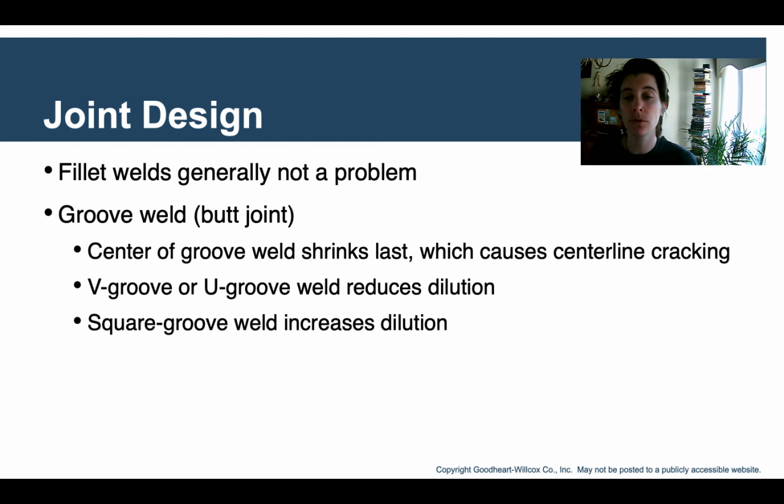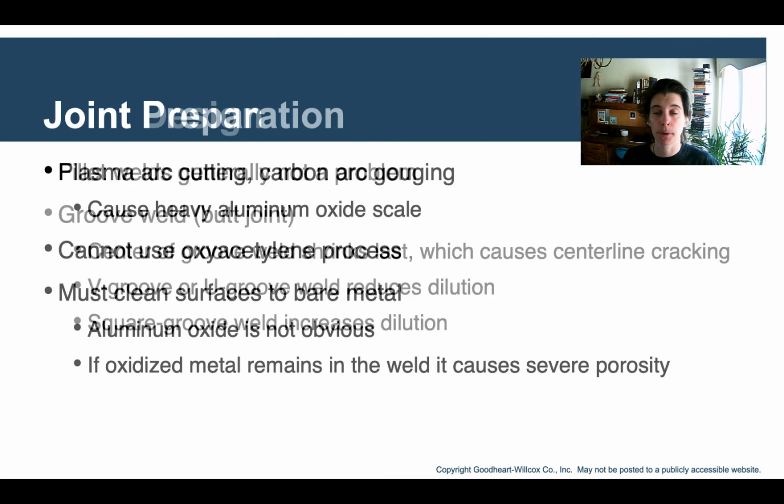That V groove or U groove can be useful to reduce dilution. We just talked about if you want to reduce dilution, you can choose a V groove or a U groove. If you have a square weld, you're going to increase the dilution. So again, depends on the alloy of aluminum that you're using, depends on what you're going to use that material for, whether or not you'd want more dilution or less dilution. But you can control that somewhat with the joint design, which is different for aluminum.